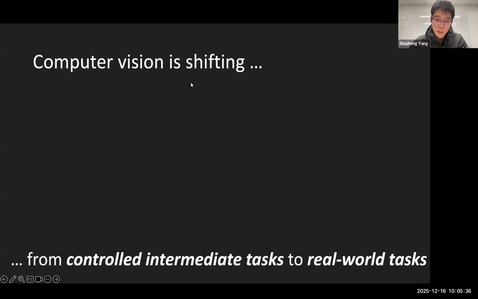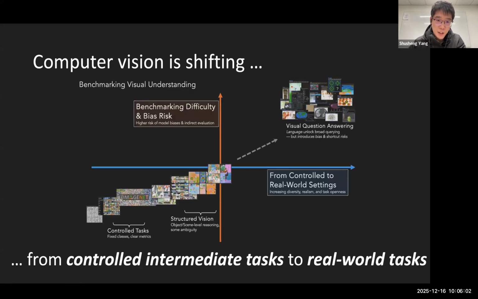Okay, so before we dive into what we did in Cambrian-S, we have to start from a broader perspective. I think during the past 10 years, or maybe 50 years, we observed a very significant change in the computer vision field. The whole field is shifting from controlled and intermediate tasks to real-world tasks.